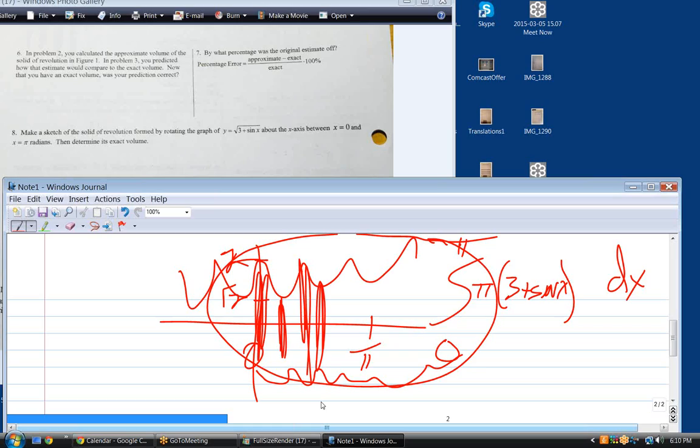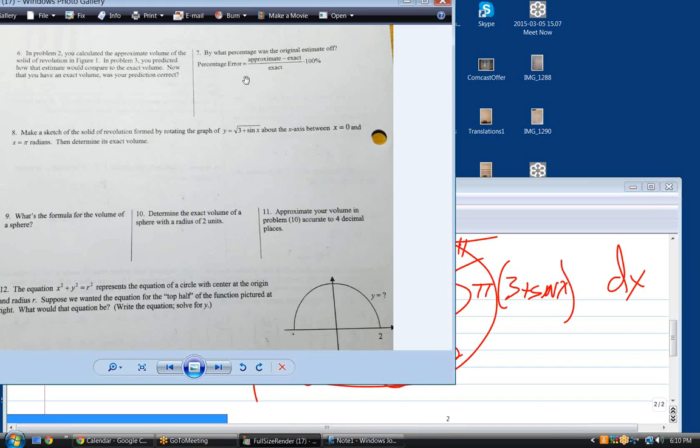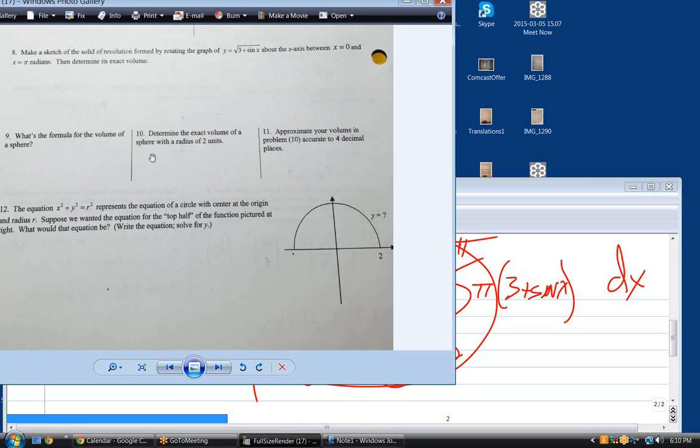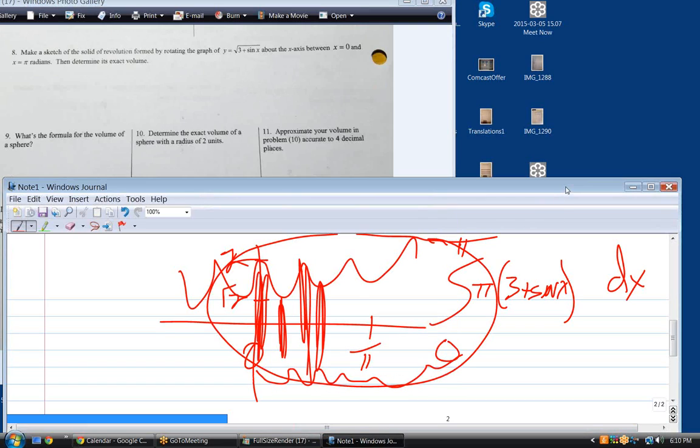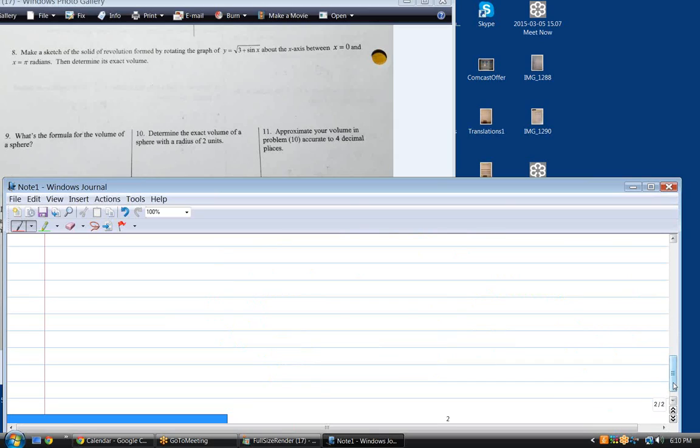And there's other things that you can use also. All right, let's see. What's the formula for the volume of a sphere? Isn't it volume equals 4/3 pi r cubed?